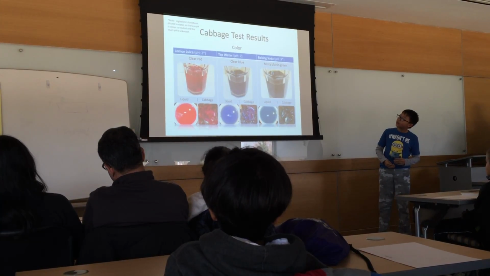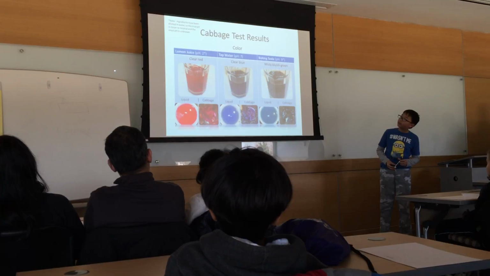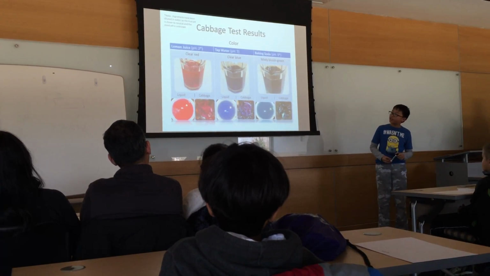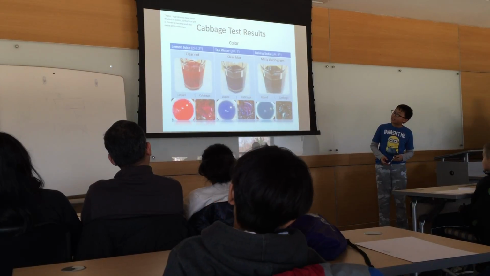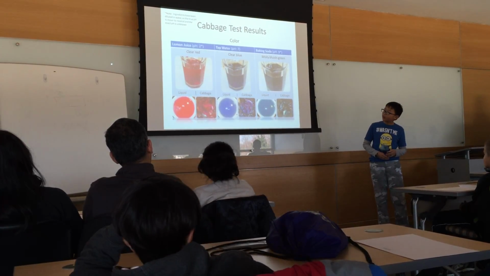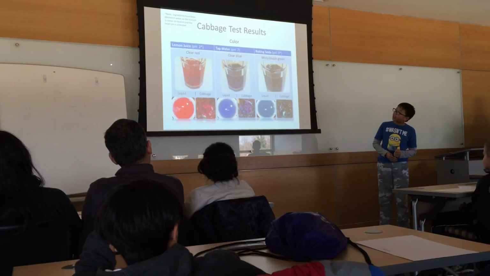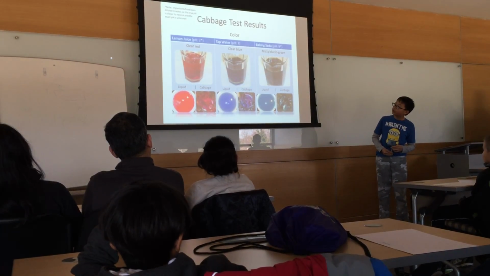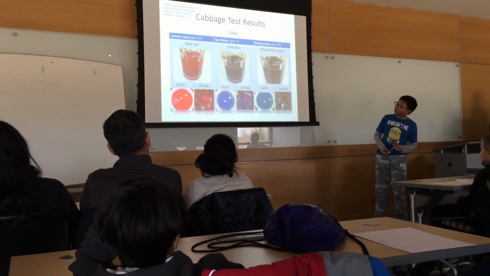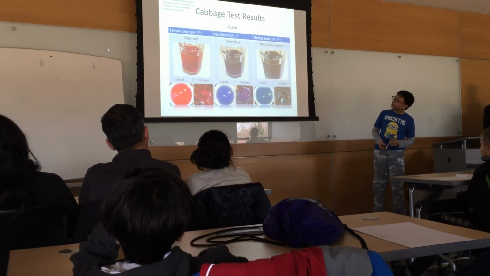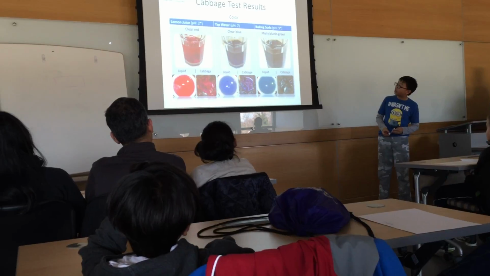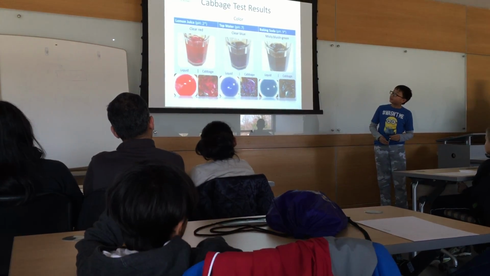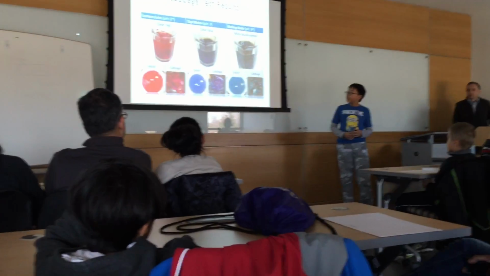For the lemon juice, which has a pH of 2, meaning it is acidic, the cabbage turned a very bright red, as well as the liquid around it. For the tap water, the cabbage stayed a bluish purple shade, and the baking soda, which had a pH of 9 and was alkaline, turned a misty bluish green color in the cup.